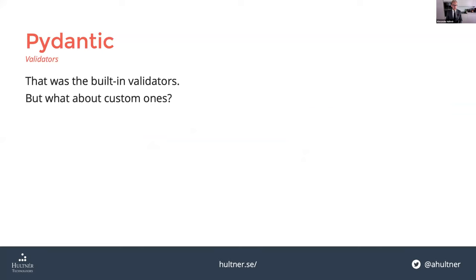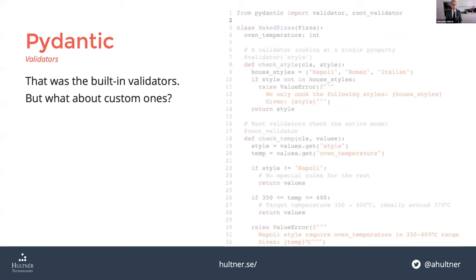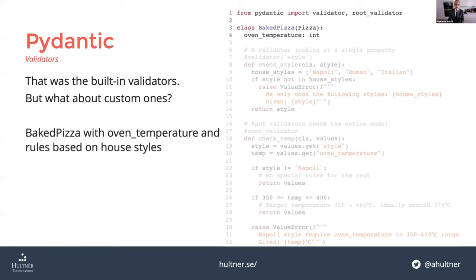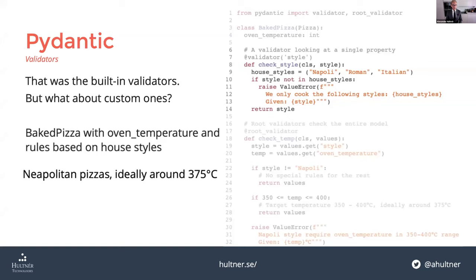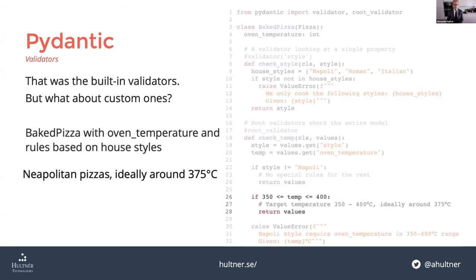And that was the built-in validators, but what about custom ones? So now we're going to have a bit more meaty example where we bake our pizza. Now we have baked the pizza and want to make sure it's properly done. We add an oven temperature, and we also check the style, so it's one of our supported house styles, in this case Napoli, Roman, and Italian. And we want Napoli pizzas ideally to be made with an oven temperature around 375 degrees Celsius. But we're going to be a bit nicer and allow everything from 350 to 400. And if it's something else, we're going to raise a value error.